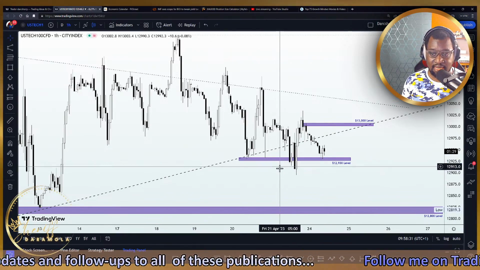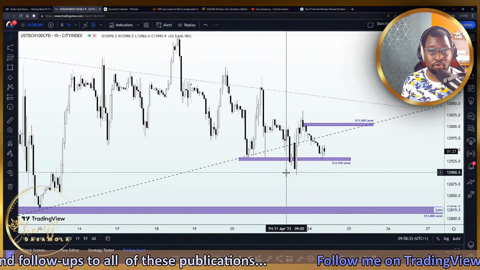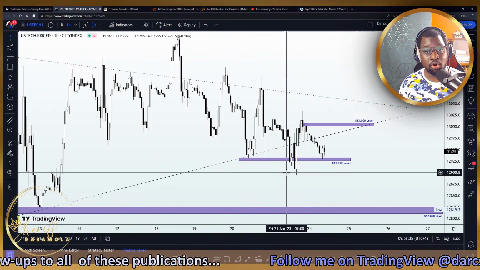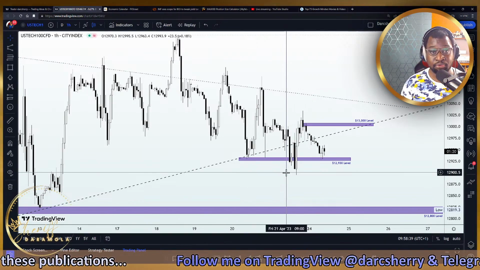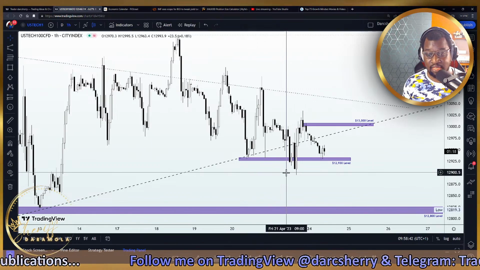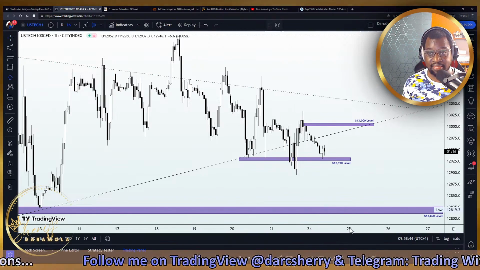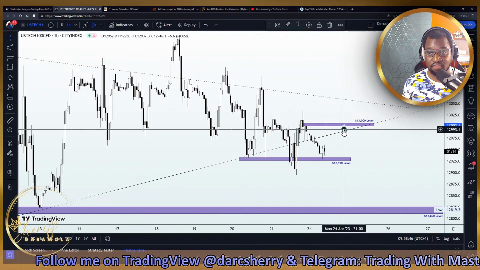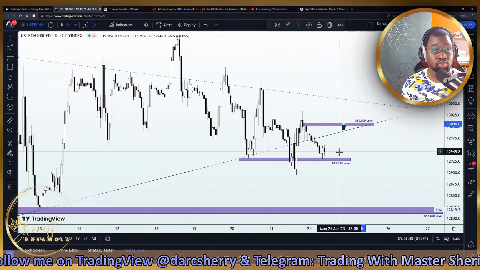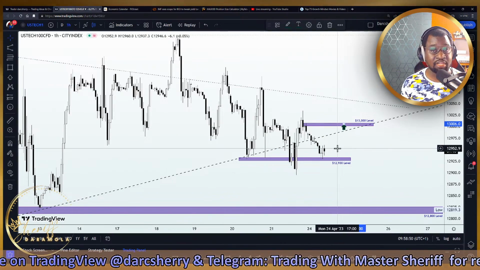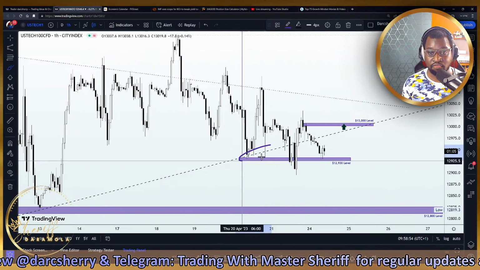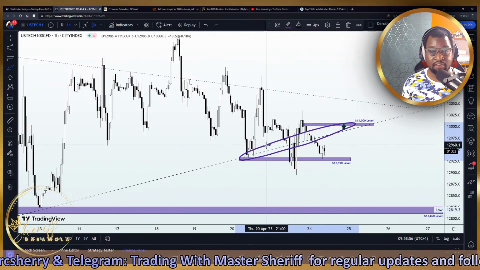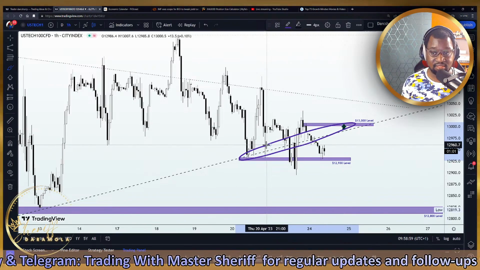Now, for me personally, considering the nature of the trend on the higher time frame, which is bullish, I'm tending towards a bullish momentum on this one. And the only way I'm going to be buying this is to wait for a breakout of the $13,000 mark for me to join. And if price action breaks out of the $13,000 mark, price action would be back above that bullish trend line, which further emphasizes the strength of the buyers in this market.